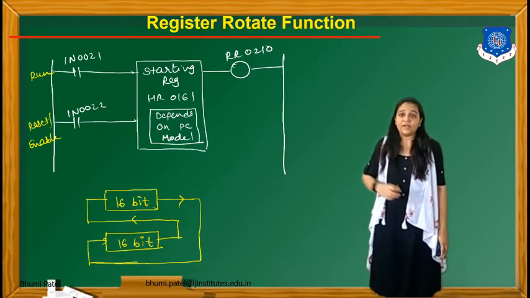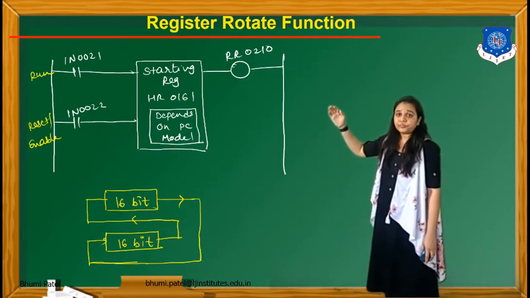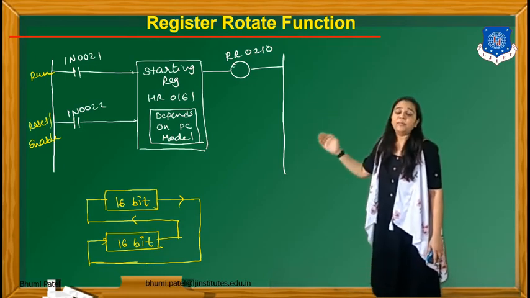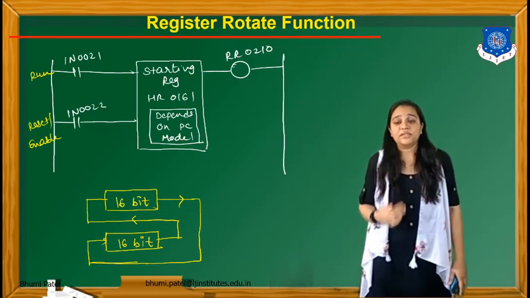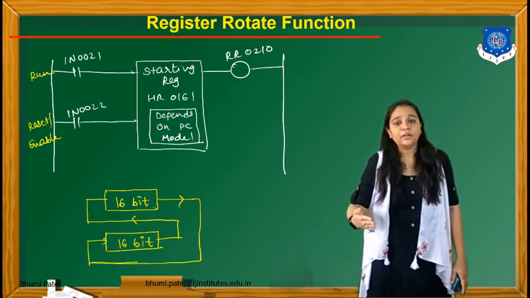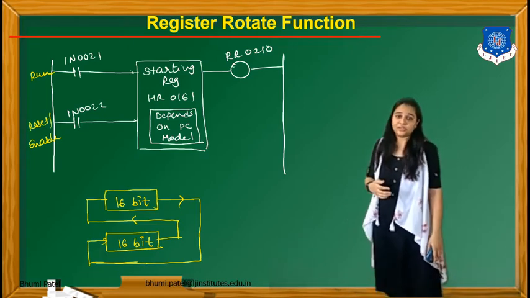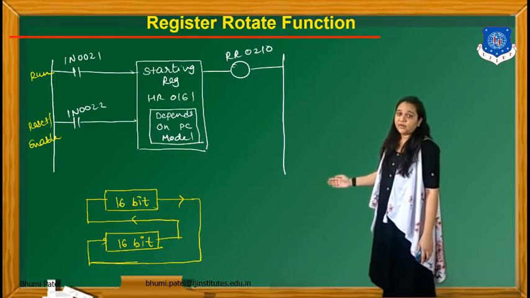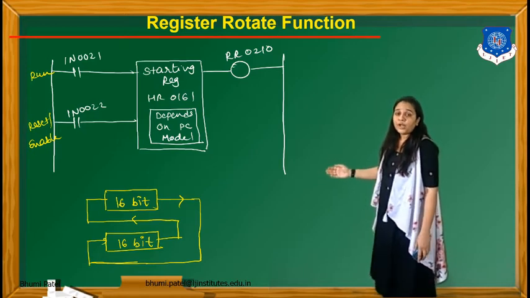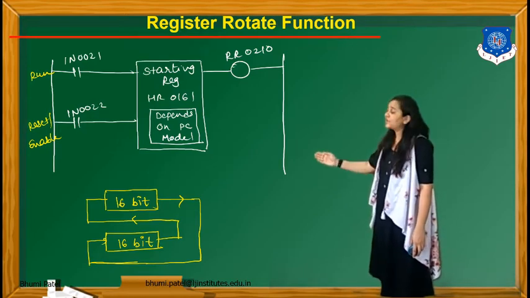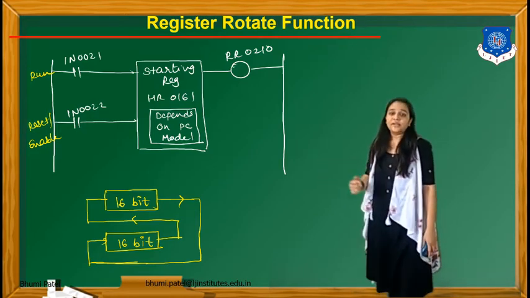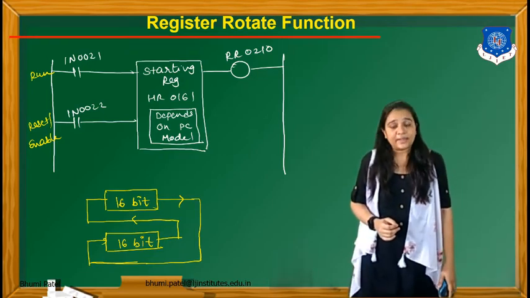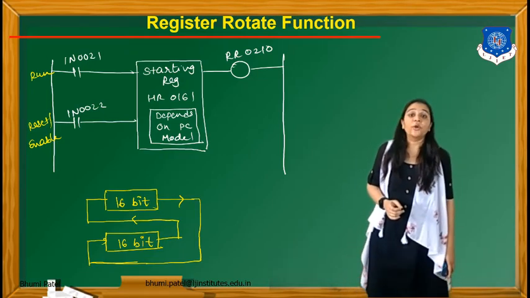Whenever we apply the input and the enable pin is on, the register will be rotated from one register to another register. Here the example is given. If we have to shift or rotate a 16-bit register to another 16-bit register, we use the register rotate function.